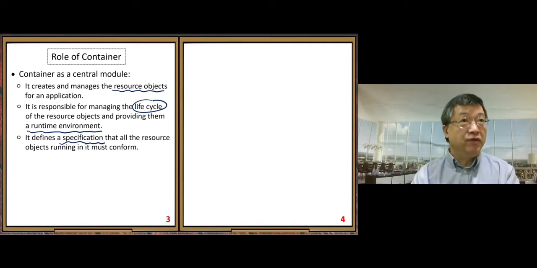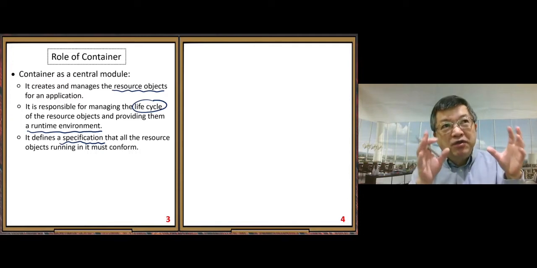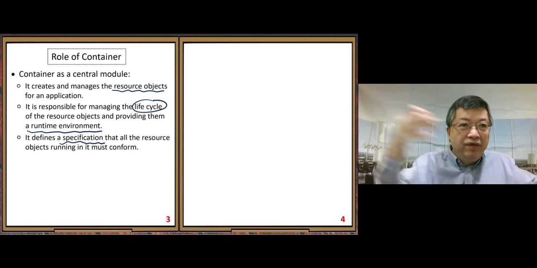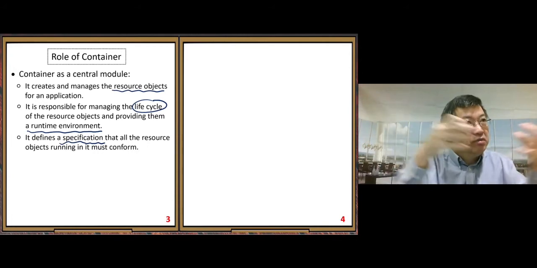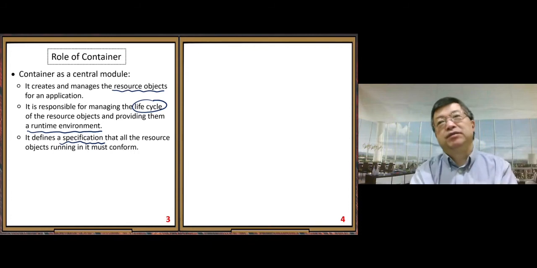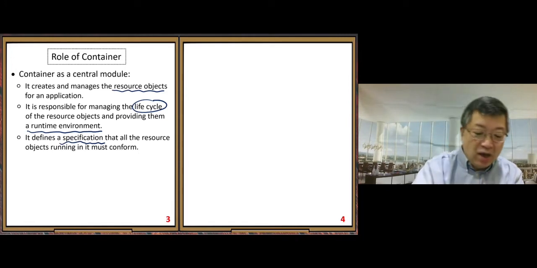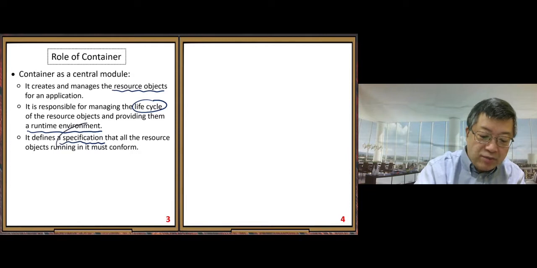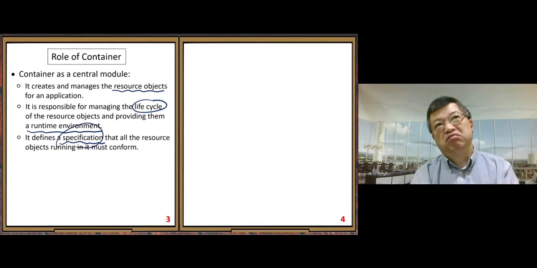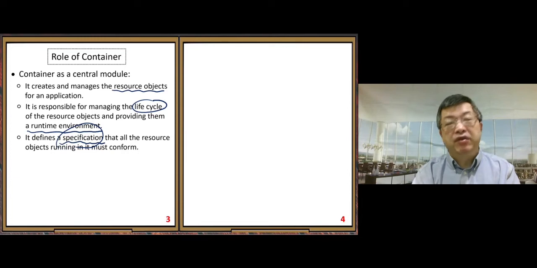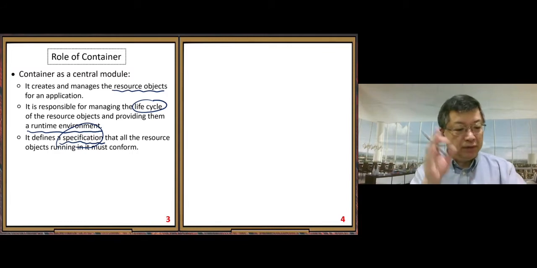This part makes the configuration harder. So what do we mean by configuration? You use the specification to get different resource objects connected. That's the configuration. That part will be pretty difficult because you need to completely conform to the specification. Different containers have different specifications, so that part is pretty complex.